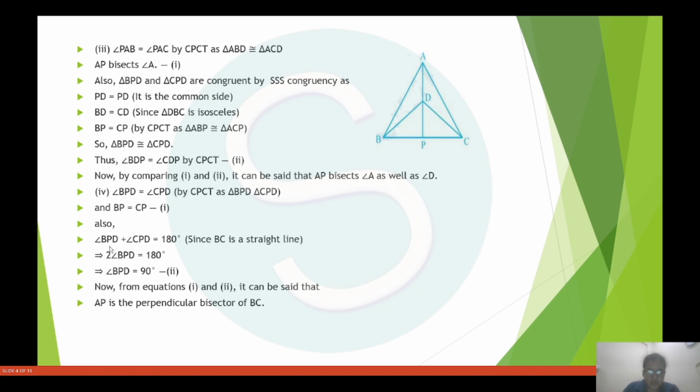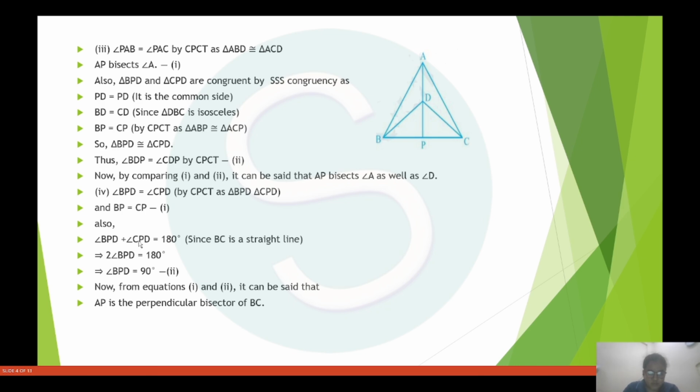सो उसके बाद हम क्या प्रूव करेंगे? दैट क्योंकि एक स्ट्रेट लाइन है तो BPD प्लस CPD जो है वो 180 डिग्री हो जाएगा. अगेन उसके बाद अगर BPD प्लस CPD 180 डिग्री होगा क्योंकि BC इज अ स्ट्रेट लाइन और हमने यहाँ पे प्रूव करा BPD इक्वल्स CPD. सो 2 टाइम्स ऑफ BPD हम इसको लिख सकते हैं, राइट, क्योंकि BPD और CPD इक्वल टू 180 डिग्री, लेकिन CPD जो है वो BPD के इक्वल है.